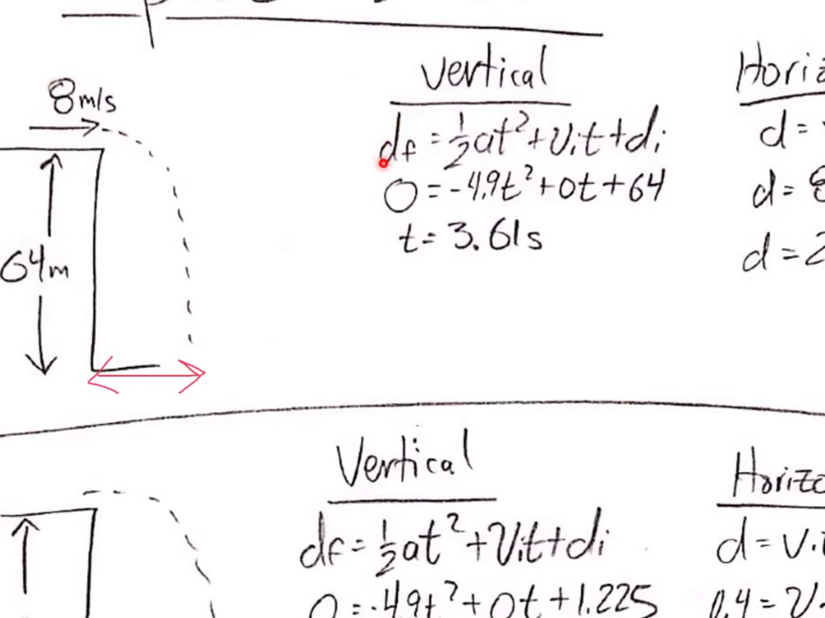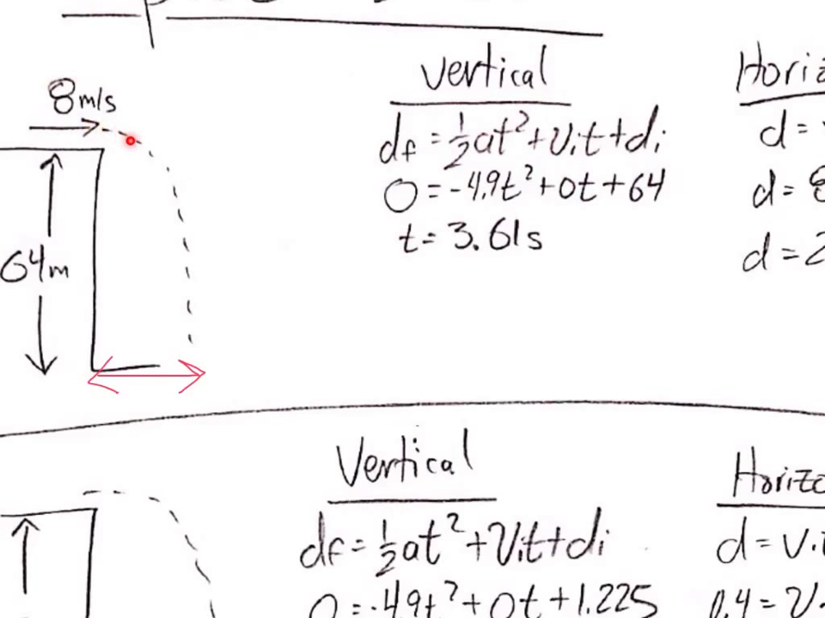So we have final position equals 1/2 at squared plus v sub i t plus initial position. The initial position is the initial height, 64. The final position, or final height in the vertical direction, because it lands on the ground, is 0. 1/2 of negative 9.8 is negative 4.9. And then notice this, initial velocity is 0. That is in the vertical direction. This is not 8. That's for horizontal stuff. So subtract 64, divide by negative 4.9, take the square root, and we get 3.61 seconds.